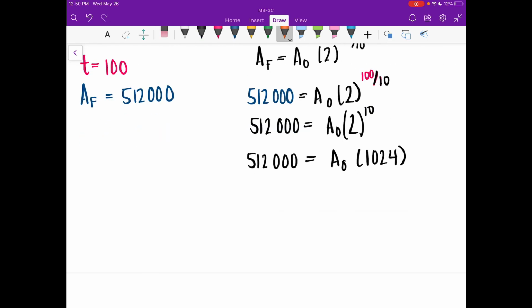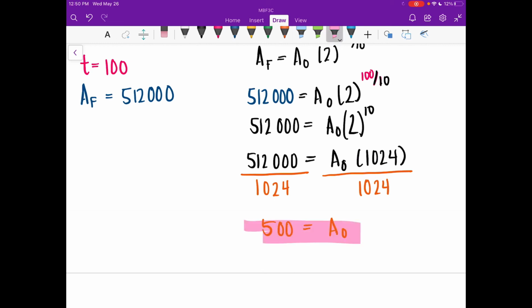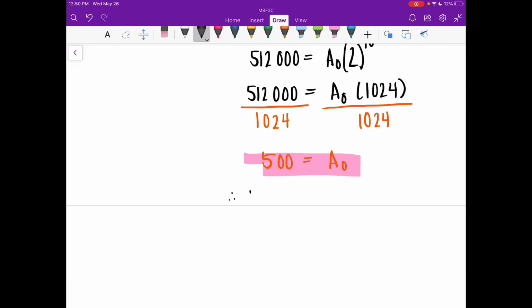So now I know I want to get the AO by itself, so I want to get rid of this 1024. And since they're multiplying, I'm just going to do the opposite and divide on this side and divide on this side. So now I'm left with 512,000 divided by 1024, which is going to give me 500, is equal to A naught. So I know that my initial value, the initial amount of ants, was 500.